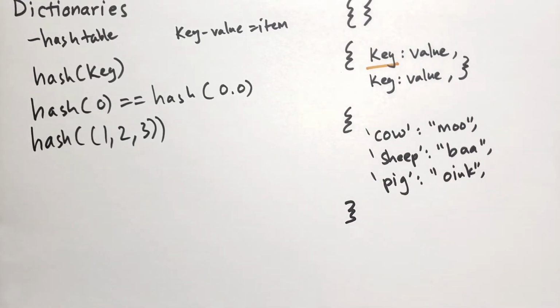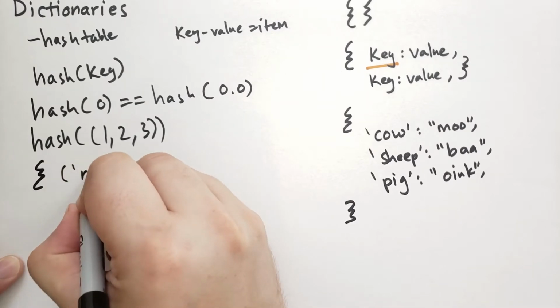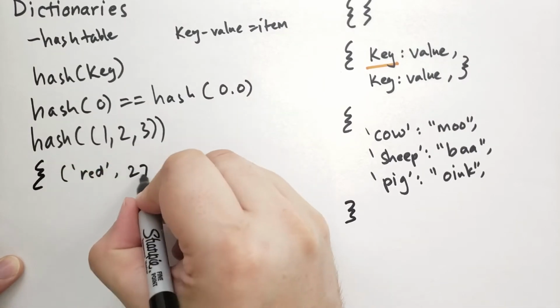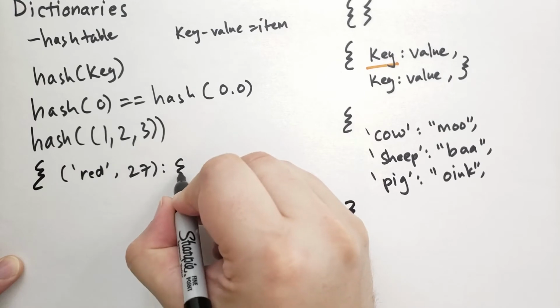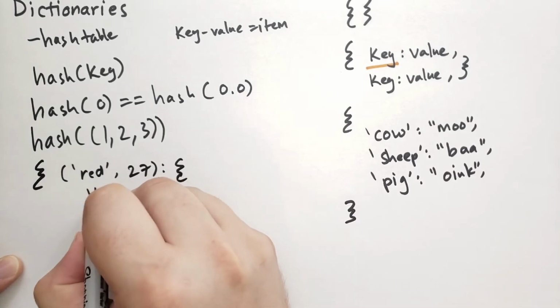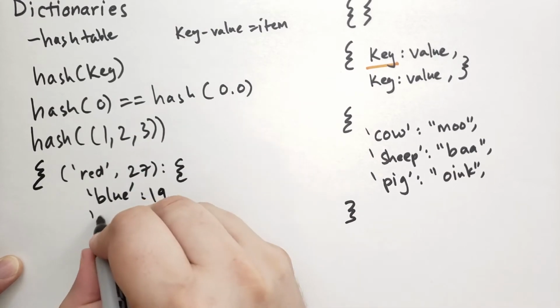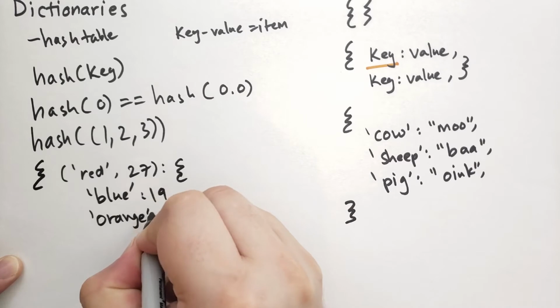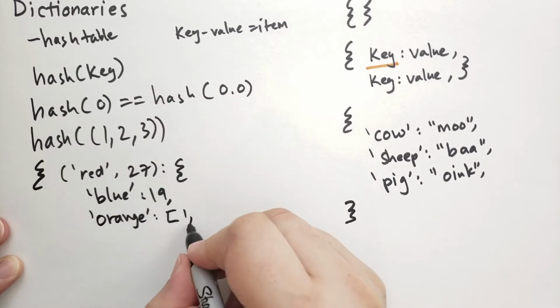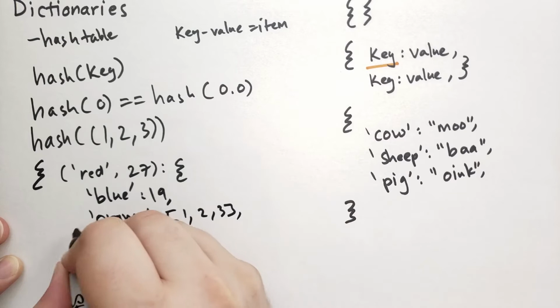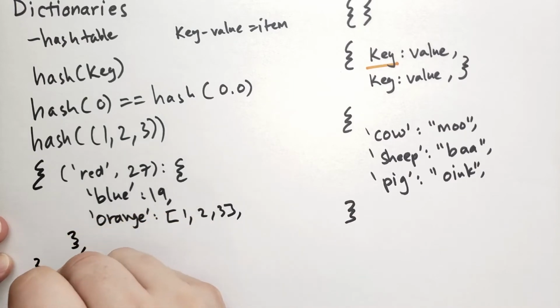The value can, of course, be anything, including a list or a tuple or even another dictionary. The value does not need to be hashable or immutable or anything like that. So we can have a dictionary, I'll write it over here, where we can say that the tuple red, comma 27, maps to a dictionary, which is mutable, obviously, that has blue as a key and the value is 19, and it has orange as a key, and this has a value of the mutable list 1, 2, 3. And we'll close off this guy, and then we'll close off that guy.